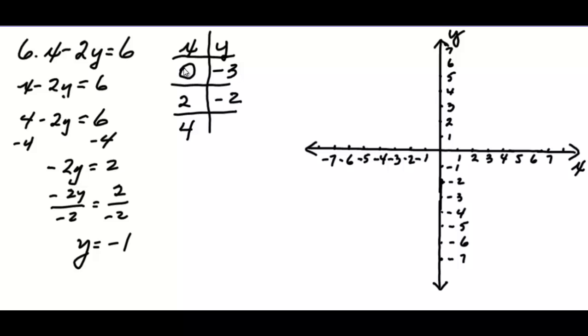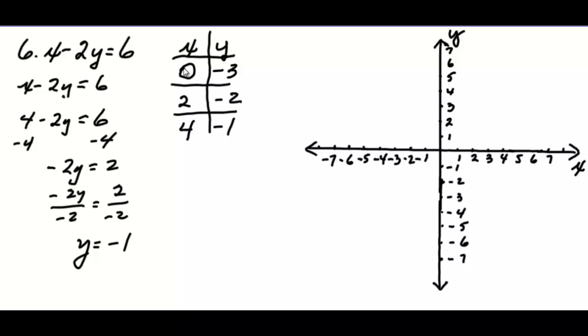And you can see a pattern there. When I increase x by 2, I decrease y by 1. Now, the reason for 3 points is that later on, when you're graphing quickly, you'll only do 2 points. But in the beginning, we want to verify that indeed we've done our math correctly. All 3 points should line up.